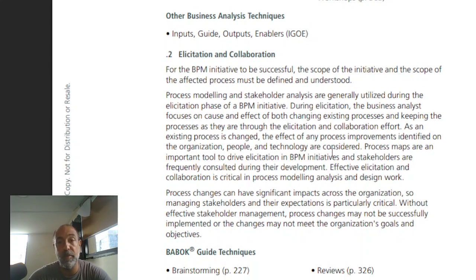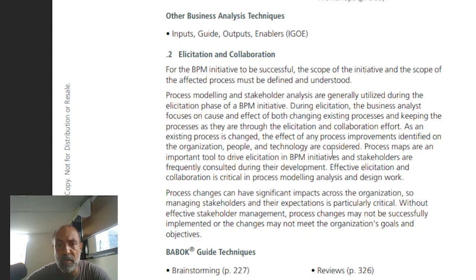For a BPM initiative to be successful, the scope of the initiative and the scope of the affected process must be defined and understood. We start with the scope always because that's how we understand the people involved in it, right? And you need approvals, and you need a lot of people saying yes to doing what you want them to do, and the change, right? Change is the hardest thing on people, especially people that are used to doing something one way.